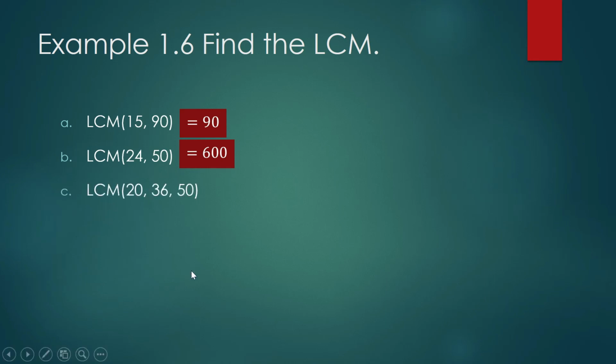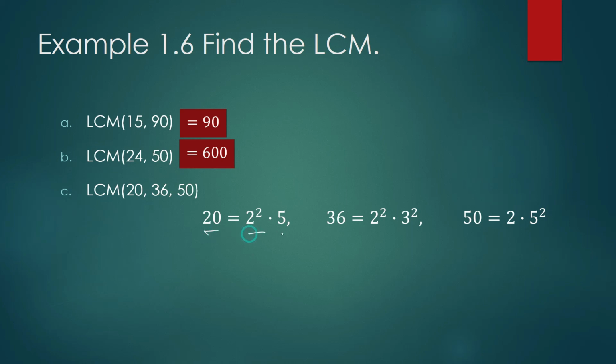How about the LCM of 3 integers, 20, 36, and 50? Let us produce the prime factorization of each integer. 20 is 4 times 5, and 4 is 2 squared. 36 is 4 times 9, where 4 is 2 squared and 9 is 3 squared. 50 is 2 times 5 squared.